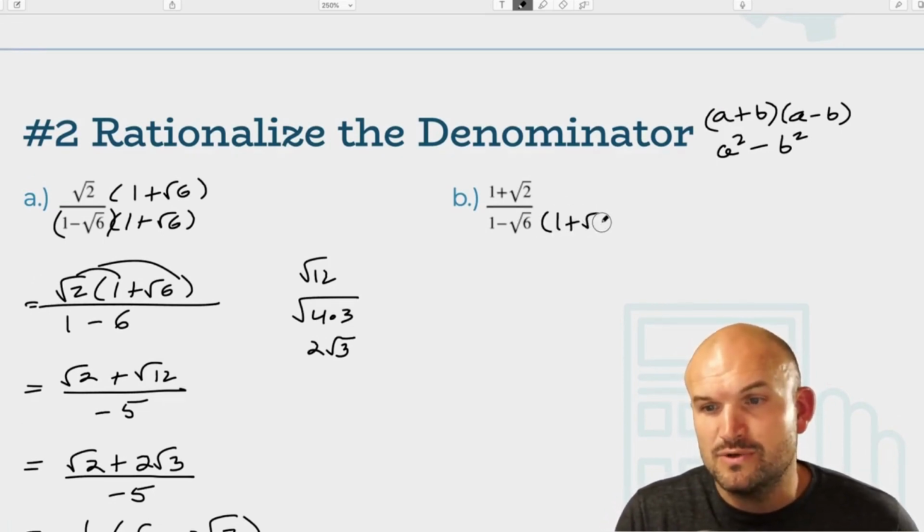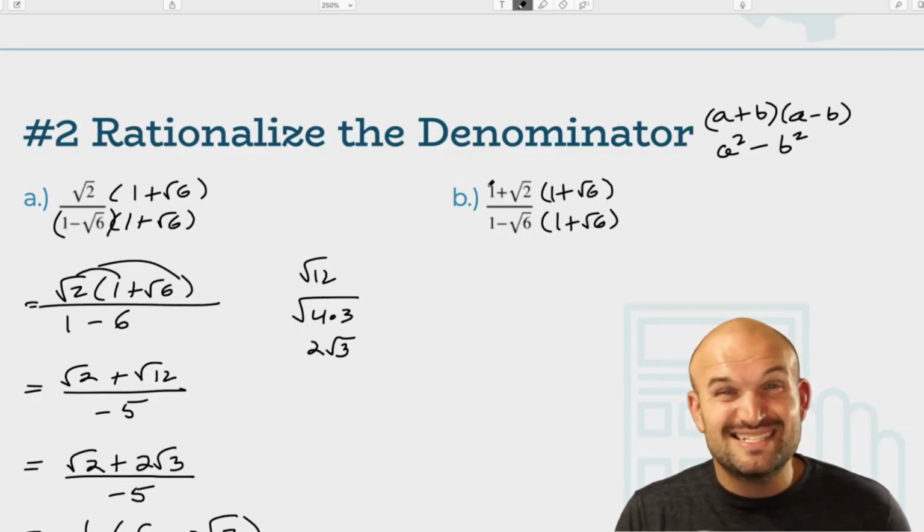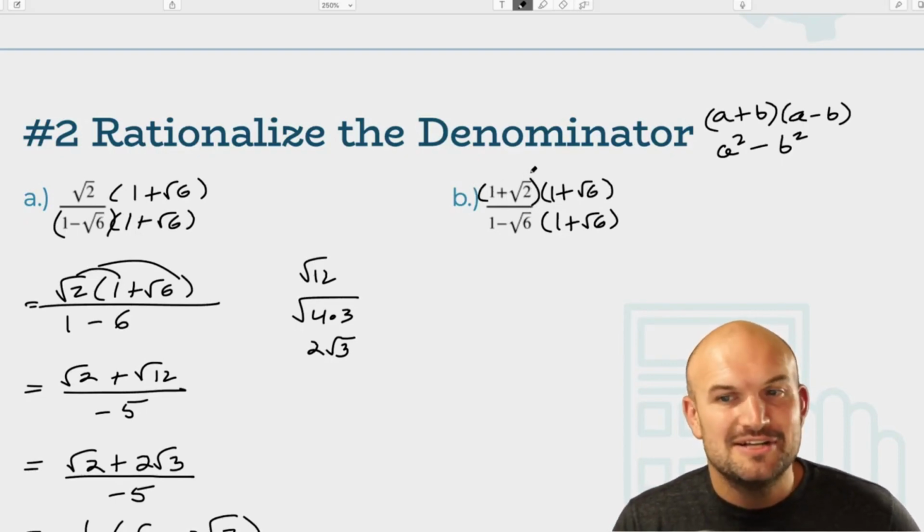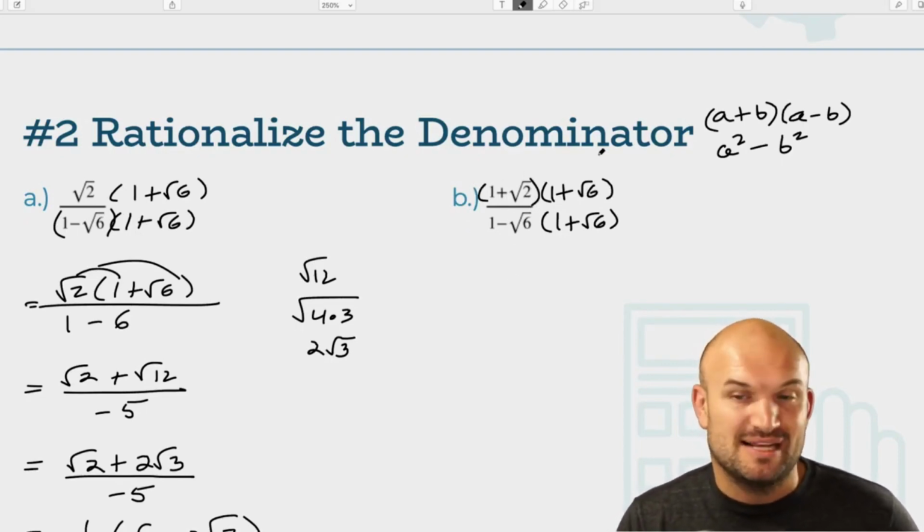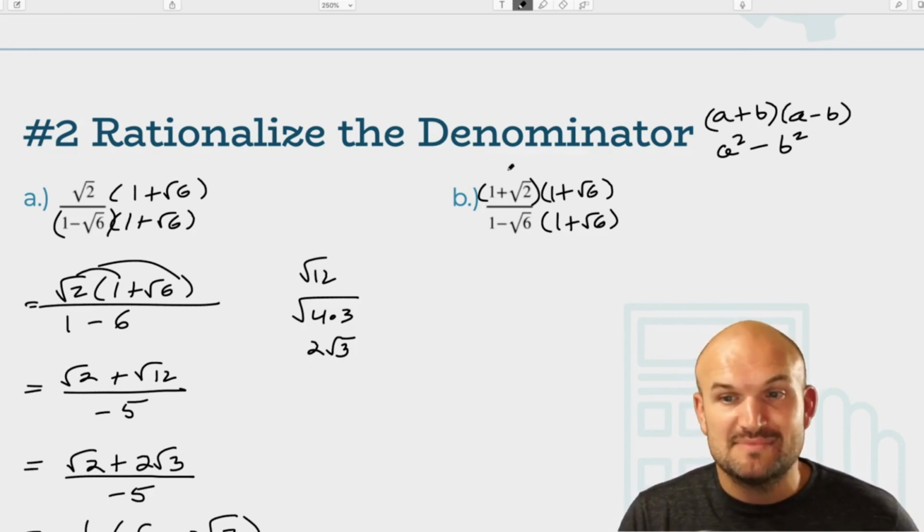So it's going to be 1 plus the square root of 6. So 1 plus the square root of 6. The only difference here is now I have a binomial in my numerator, which is not the conjugate. So I'm actually going to need to expand that out. I'm going to need to multiply everything times everything, do a little FOIL practice. So let's go ahead and do that in the numerator.